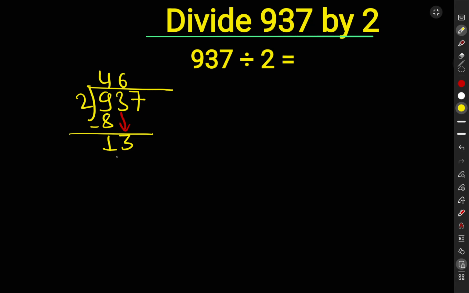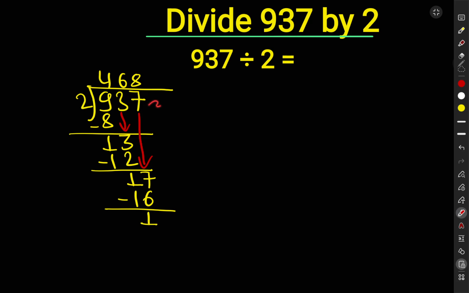So 2 times 6 is 12. On subtracting we get 1. So again we put down this 7 and it is 17. So 2 times 8 is 16. On subtracting we get 1.